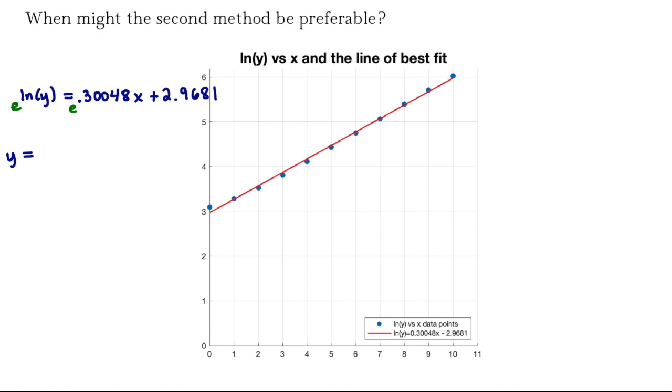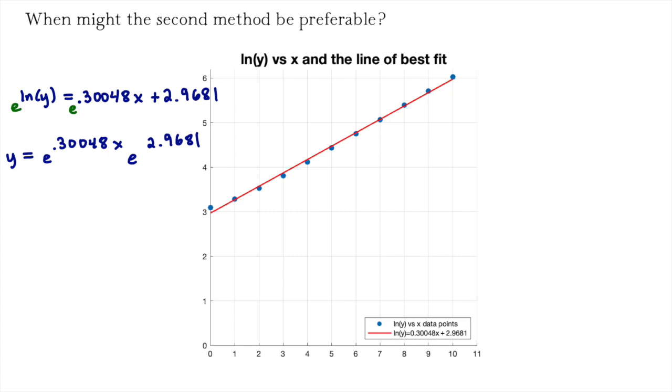and then on the right-hand side we have e to the 0.30048x plus 2.9681, but I'm going to break that apart into the product of two exponentials. So that's going to be e to the 0.30048x times e to the 2.9681. That first term looks like e to the rx or e to the rt. I've switched letters here. And then the second term is just a constant.